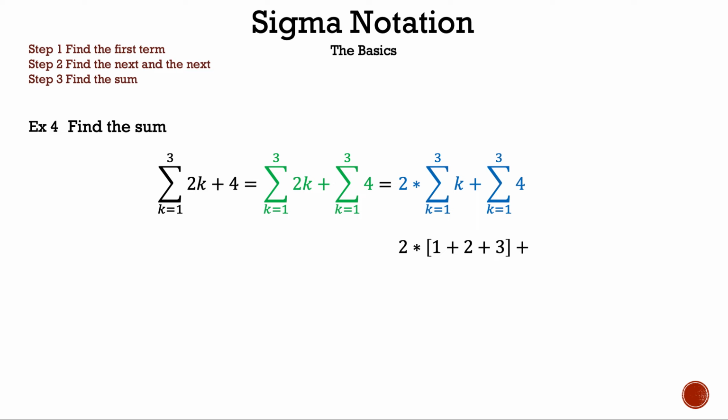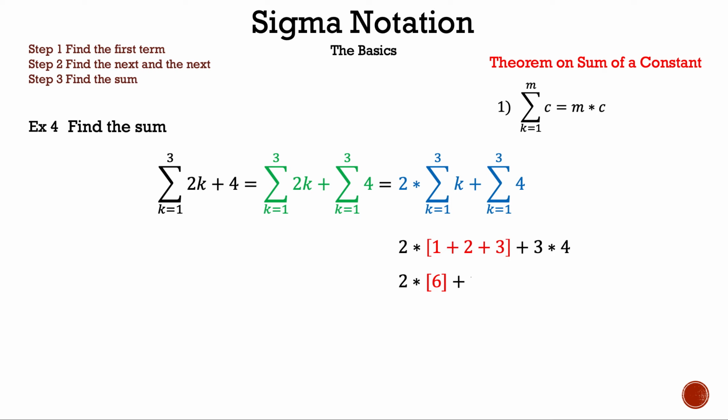Now we're going to use a theorem. Which theorem do you think we're going to use? That's right, the theorem on sum of a constant. Luckily for us, the first value is 1, so we can multiply the last value in the constant, which is 3 times 4. So we have 2 times the quantity of 1 plus 2 plus 3 times 3 times 4. Let's find the sum. 1 plus 2 plus 3 is 6, 3 times 4 is 12, 2 times 6 is 12, and 12 plus 12 is 24.